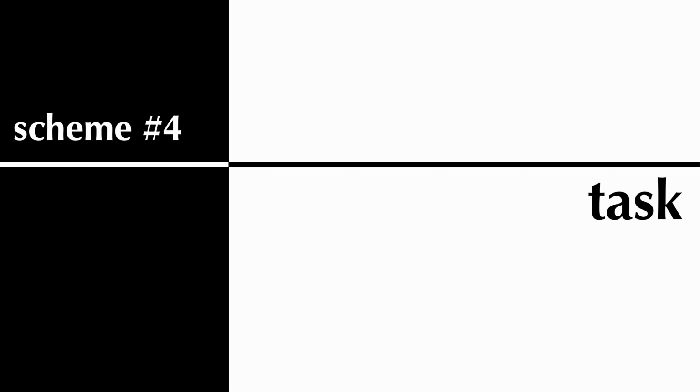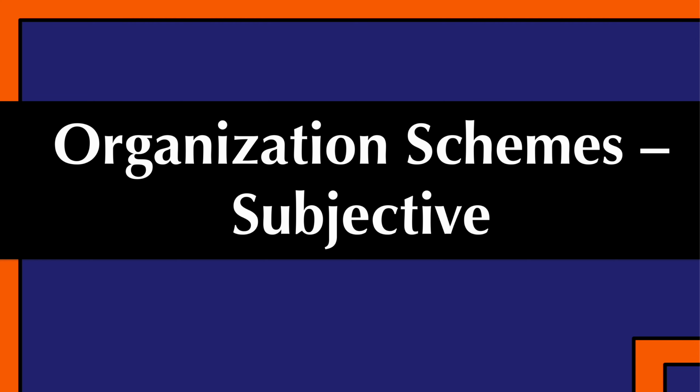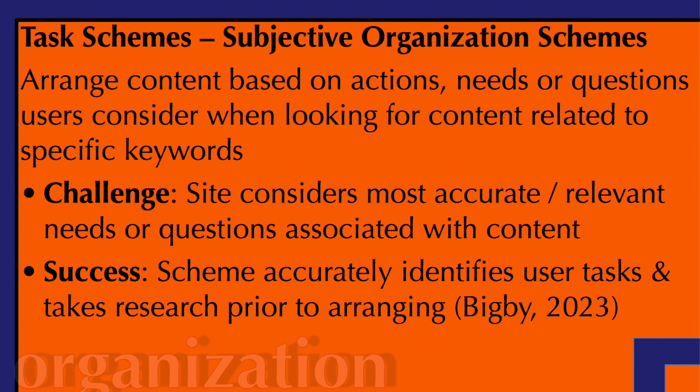Finally, scheme number four is task. Here you arrange content based on actions, needs, or questions that the users consider when looking for content related to specific keywords. So it's really about being task oriented. One of the challenges to this is that the site considers the most accurate and most relevant needs or questions associated with the content.